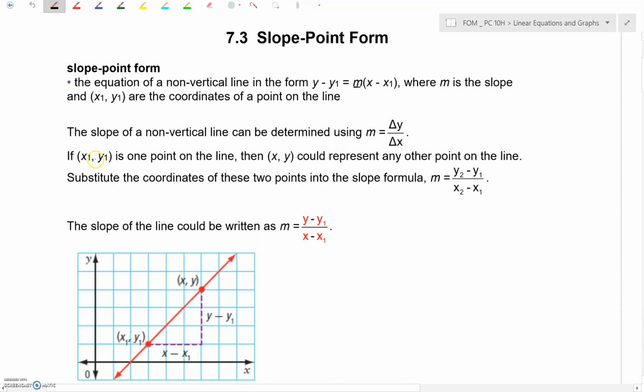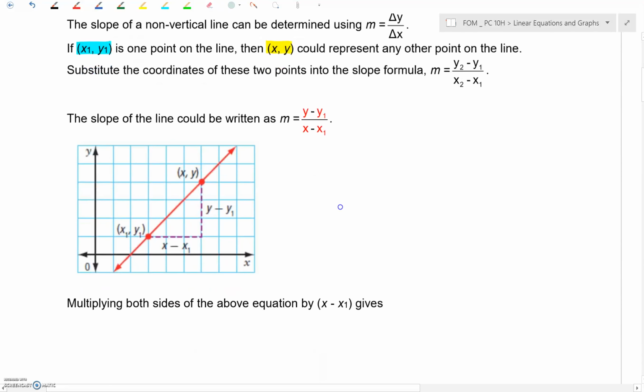So what we're going to do is substitute those two points, x and y, and x sub 1 and y sub 1, into our slope formula. We're going to substitute the coordinates of these two points into the slope formula, m equals y2 minus y1 over x2 minus x1. Essentially, we're going to write a formula for slope specifically for this given line. So why don't we look at the line and then we will take a look at our substitutions.